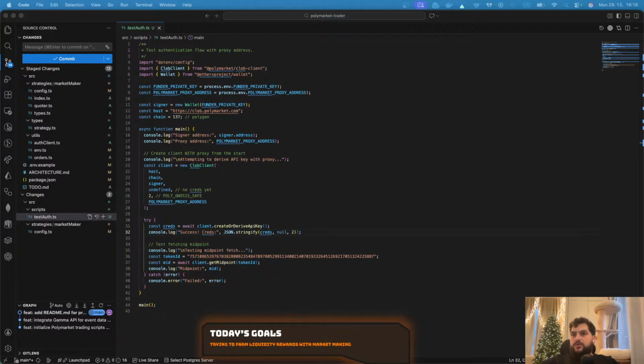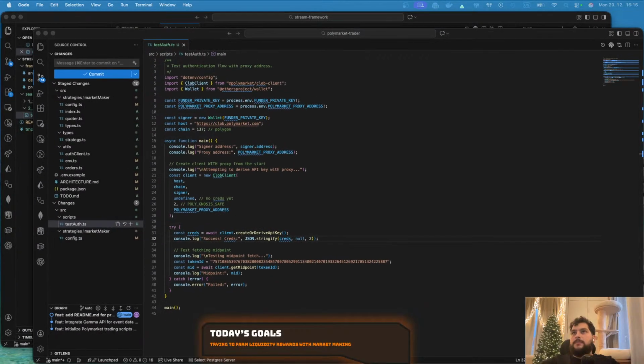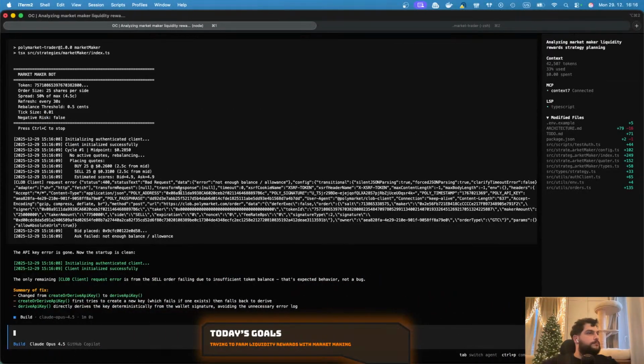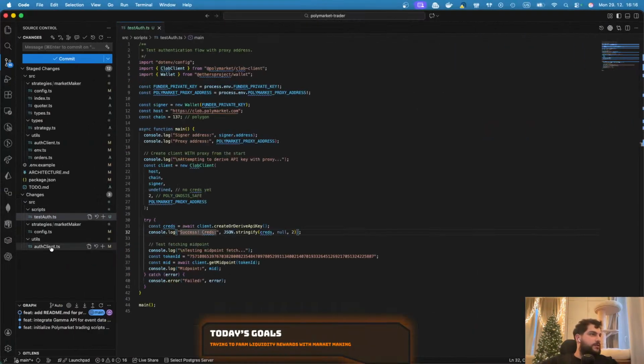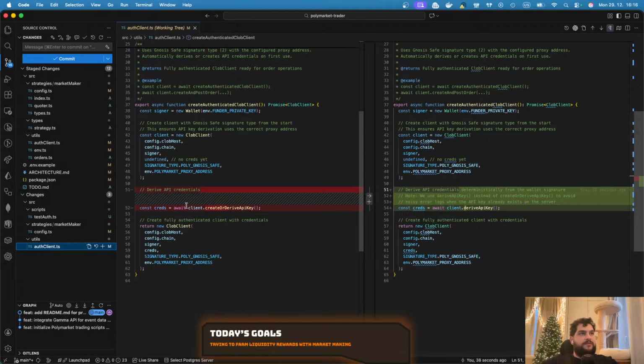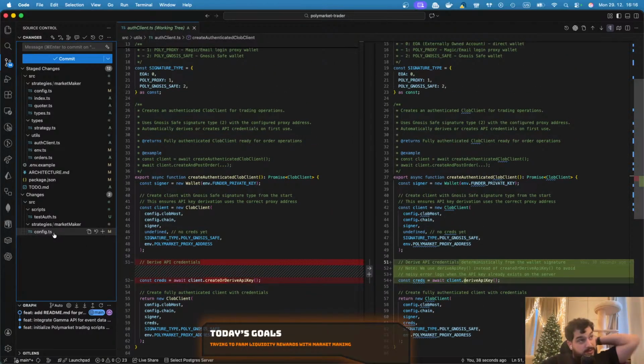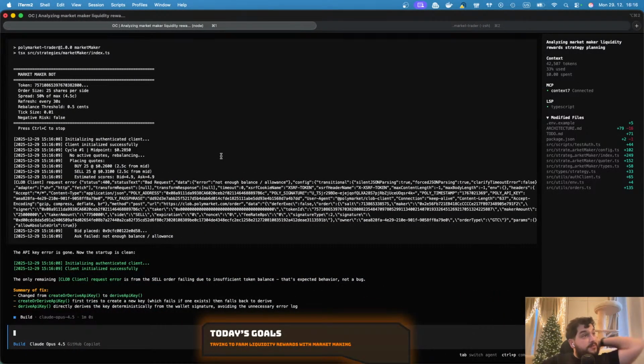Okay, now it works better. It did some change here. So apparently it did not have to call this function create or derive, but it just derived, and then it uses it for the new client. So well, immediately, and let's see what's happening here.